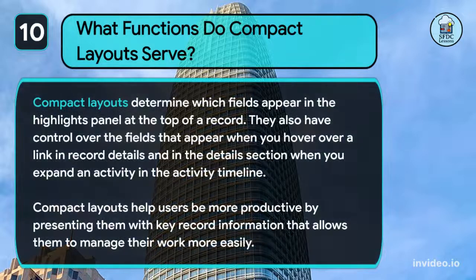What functions do compact layouts serve? Compact layouts determine which fields appear in the Highlights panel at the top of a record. They also have control over the fields that appear when you hover over a link in Record Details and in the Details section when you expand an activity in the Activity timeline. Compact layouts help users be more productive by presenting them with key record information that allows them to manage their work more easily.